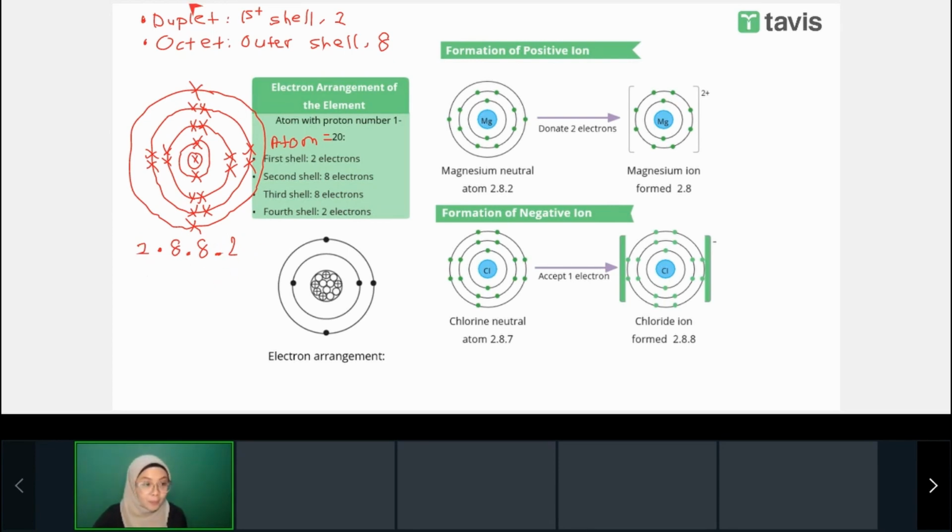Okay, are we done? Now let's do some exercises. Can you give me the electron arrangement of the atom down here? Anybody have any idea what the electron arrangement is? 2.3. Yes, correct. Good, Akila. The electron arrangement is 2.3. Okay, let's do some other activity.